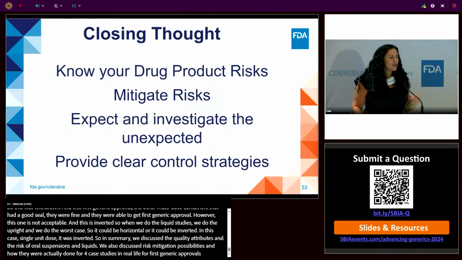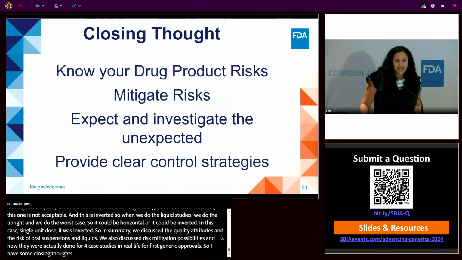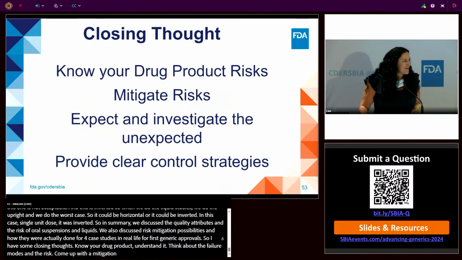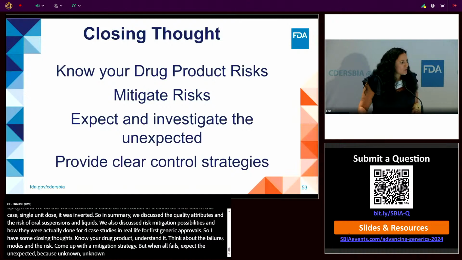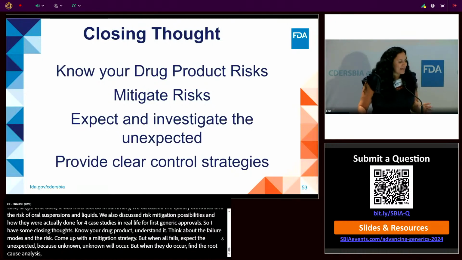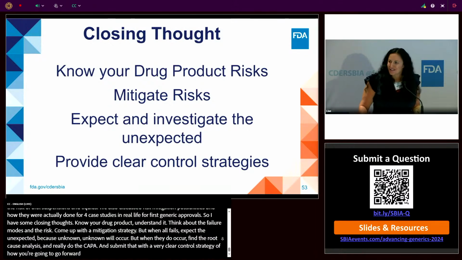So I have some closing thoughts. Know your drug product, understand it. Think about the failure modes and the risk. Come up with a mitigation strategy. But when all that fails, expect the unexpected, because the unknowns will occur. But when they do occur, really find the root cause analysis, really do the CAPA, and submit that with a very clear control strategy of how you're going to go forward so that you can get a first generic approval.